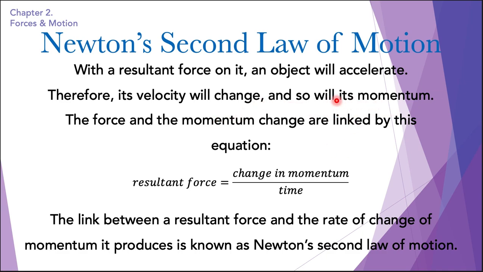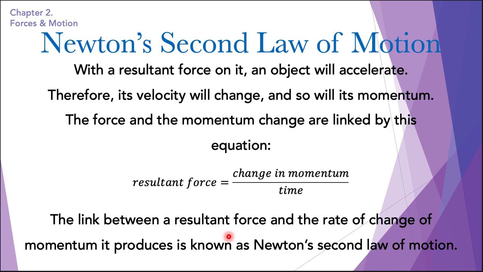Now, this is a new piece of information, that when velocity changes, momentum also changes. So, an object accelerates when a resultant force acts on it. Basically, when the forces on an object are not equal to each other. So, there is a resultant force on an object and the object accelerates. Therefore, the object's velocity changes and so does its momentum. So the force and the momentum change are linked by this equation. The equation is resultant force is equal to change in momentum divided by time.